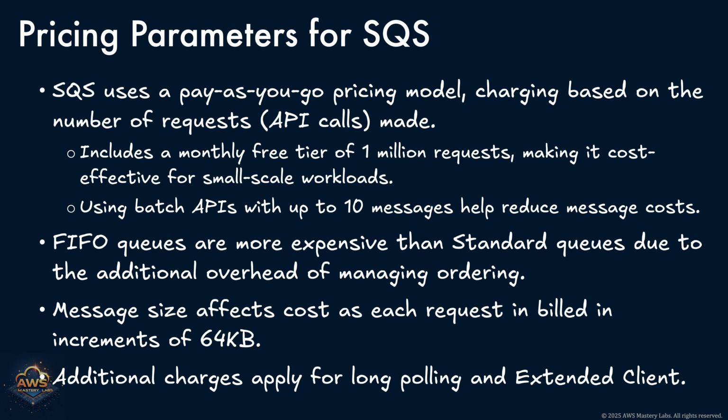Amazon SQS follows a pay-as-you-go pricing model. That means you're charged based on the number of requests your application makes, including calls like send message, receive message, and delete message. This makes costs highly predictable and directly tied to usage patterns. To help you get started or support smaller workloads, SQS also offers a monthly free tier of 1 million requests. This is incredibly useful for development environments, low-traffic applications, or simply for testing and experimentation without incurring costs.